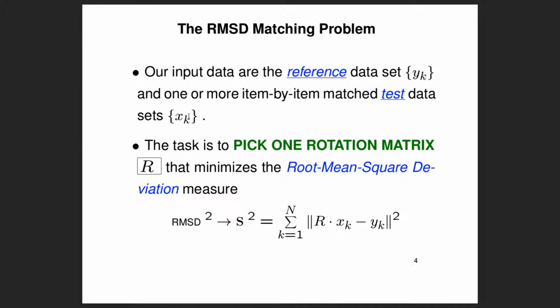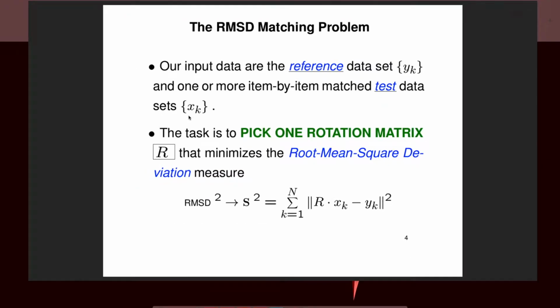So the question is, how do you match your test data to see if it looks like the reference data? The task becomes to pick a single rotation matrix that minimizes this object. That is, you start out with the sums of the squares of the distances between the two different data sets. You apply one single global rotation to each element of the test data set, and you want to find out what rotation matches those. It is assumed to start with that you have aligned the centers of mass. That's traditional in this problem. And then you go on from there.